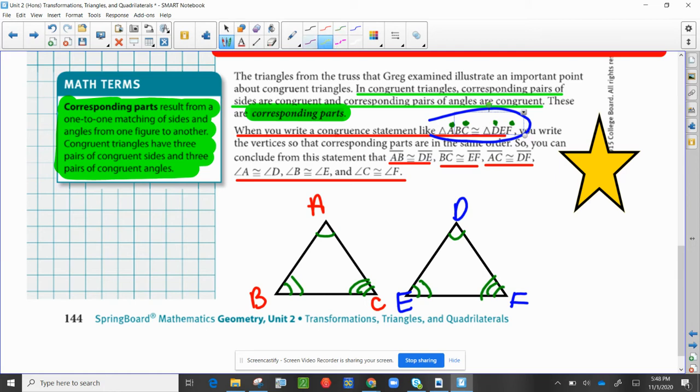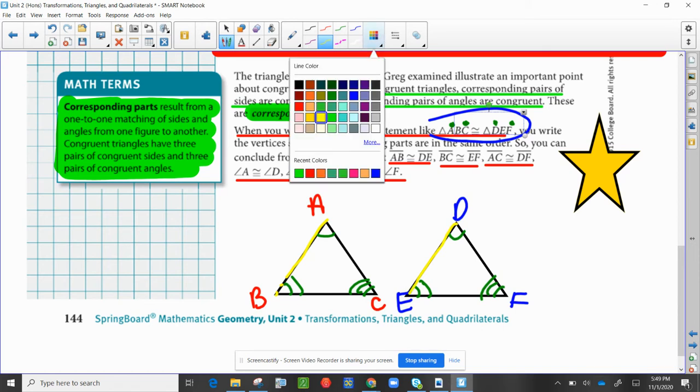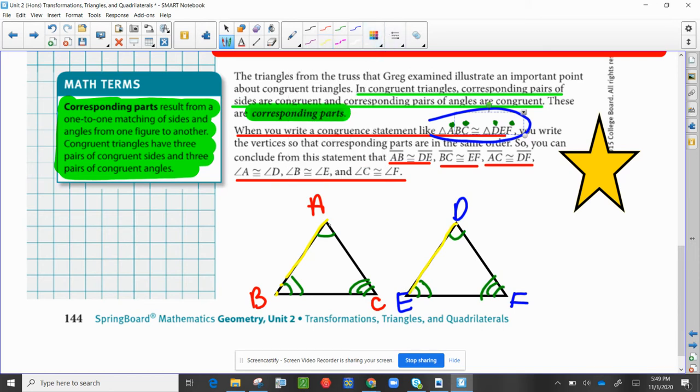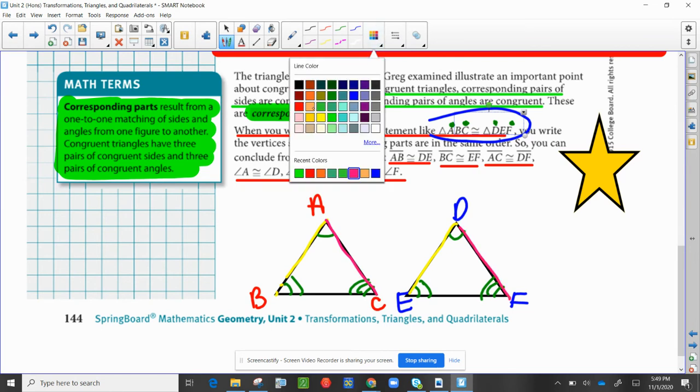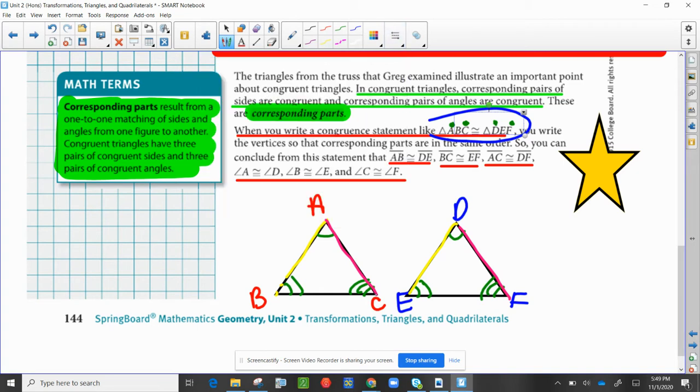Similar with the side lengths, if I match these up and I write it the exact same way, then you know right away that AB corresponds with DE. Same thing, AC has to correspond with DF. And lastly, on the bottom there, BC would have to line up with EF. So the congruent statement tells you the order and what corresponds with what in the triangle. Okay, what three angles correspond with each other and what three sides correspond with each other.